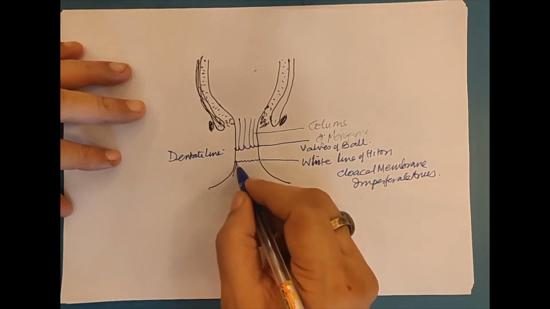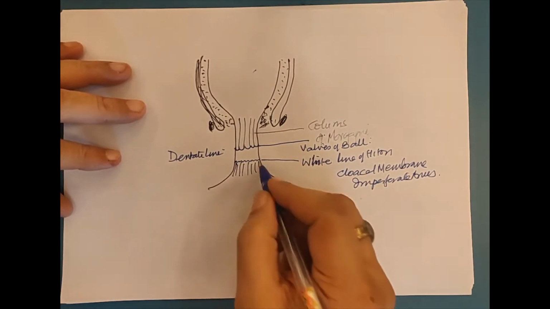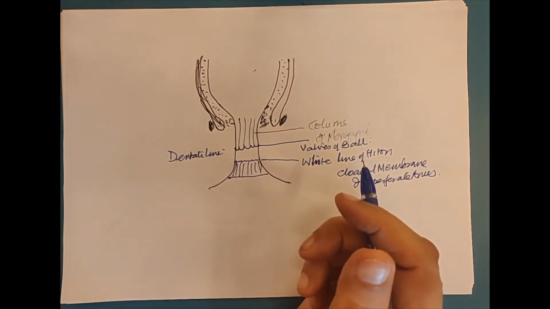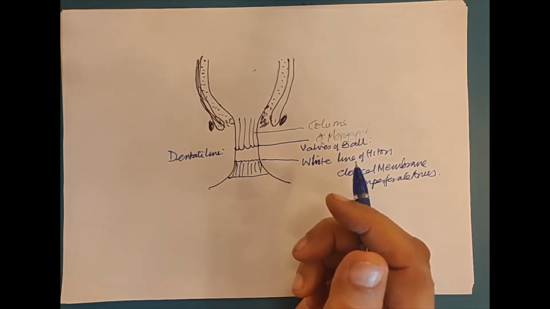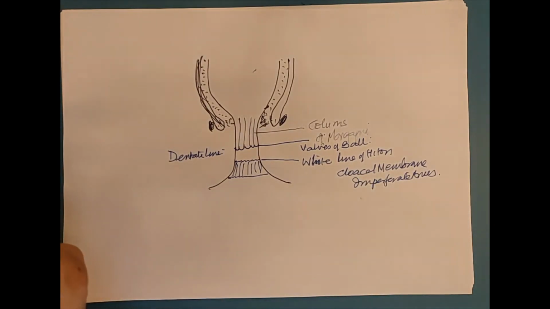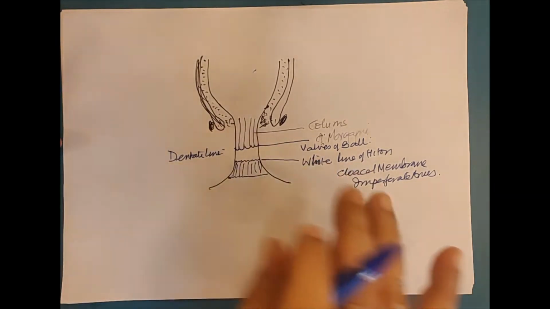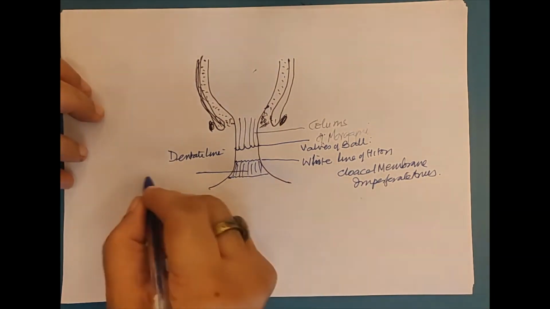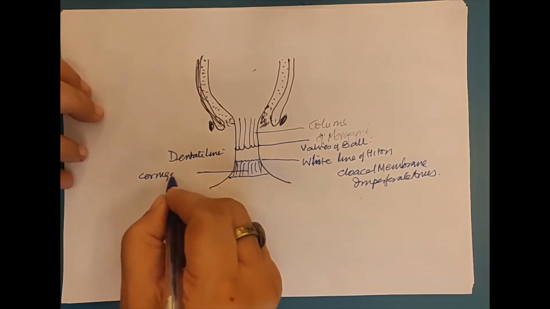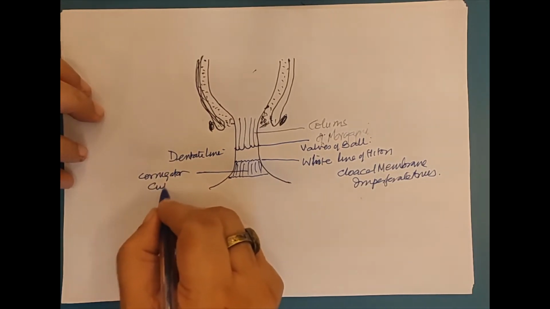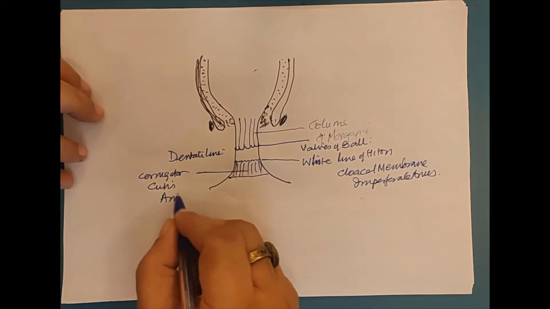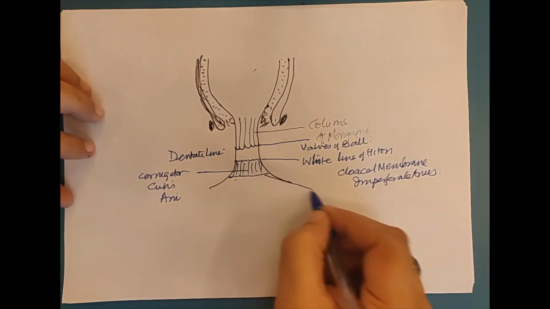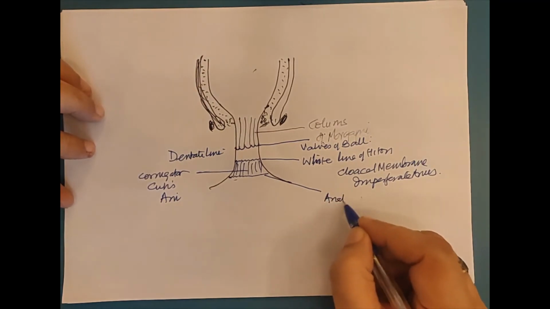Outside this you have a muscle which causes the shrinking of the anal opening, and because of the postage stamp effect, any stool which is sticking here is left off. So it's a self-cleaning mechanism, and this is called corrugator cutis ani. Alright, and here you have the anal verge.